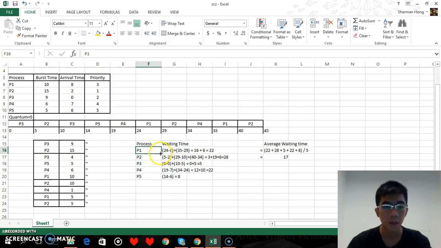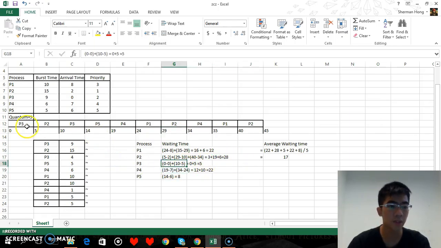So we start with P1 first. We find the first execution point for P1. So it's 24, and then minus the arrival time of it, which is 8. And then we plus the next execution time, and then minus the previous ending time to find the waiting time. So it's going to be 16 plus 6, we get 22. And then for P2 we do the same. It's first executed at 5 and arrived at 2, and then the next one would be 29 minus the previous ending 10, and then 40 minus 34, and we'll get 28.